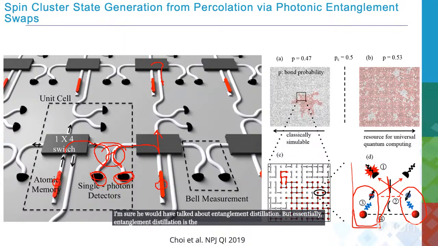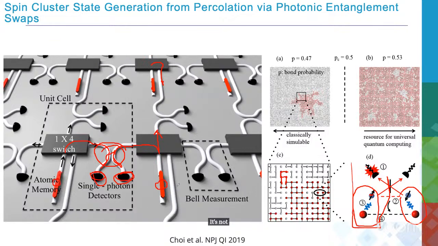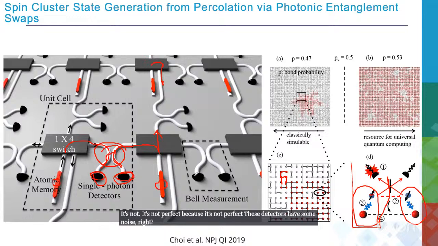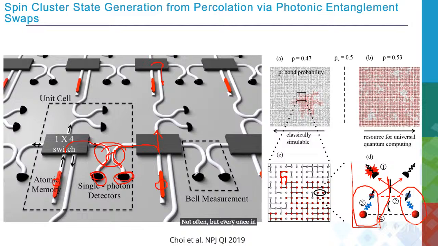So we've been talking about this entanglement as though it's perfect. It's not, okay? It's not perfect because these detectors have some noise, right? They sometimes just produce clicks on their own. Not often, but every once in a while, they'll produce a click even when there wasn't a photon present, okay?